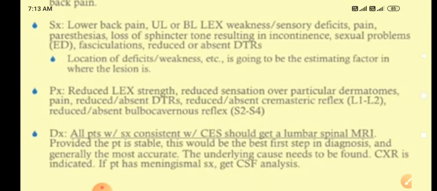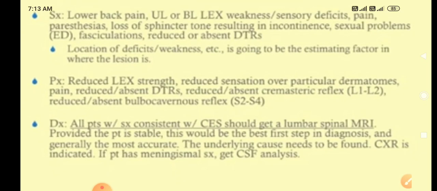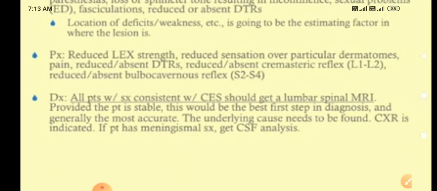Symptoms: lower back pain, unilateral or bilateral, lower extremity weakness, sensory deficits, pain, paresthesia, loss of sphincter tone resulting in incontinence, sexual problems, erectile dysfunction, fasciculation, reduced or absent DTRs. The location of deficits, weakness, etc. is going to be the determining factor for where the lesion is. Patient has reduced lower extremity strength, reduced sensation over particular dermatomes, pain, reduced or absent DTRs, reduced or absent cremasteric reflex at lumbar 1, lumbar 2, reduced or absent bulbocavernosus reflex at S2 to S4.